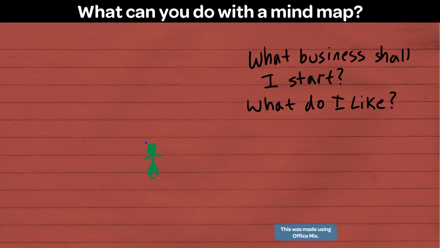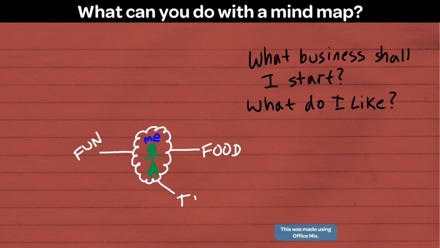So in the middle of the mind map, I'd start with me, and then I'd start having branches, saying what things I like. Food, fun, television, games. I might decorate the mind map a little bit, start using different colours, different coloured bubbles, and then from each topic I would add branches with subtopics coming off them.